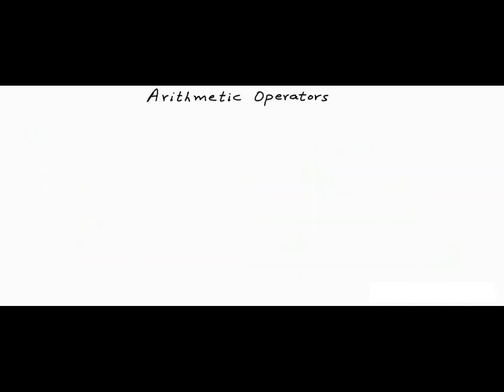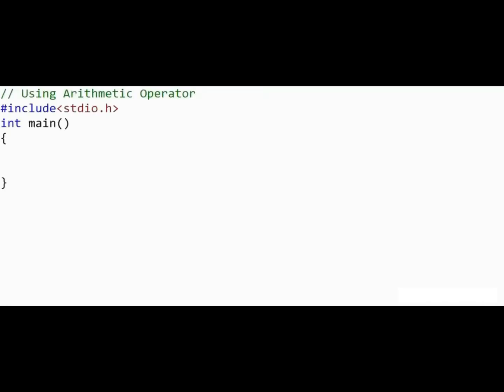Okay, in our previous lesson, we saw how we can read input and print output using scanf and printf, and we also wrote a basic program to find the product of two numbers. Now in this lesson, we will see in detail how we can use various arithmetic operators to perform calculations in our program. Let's get started by writing some code.